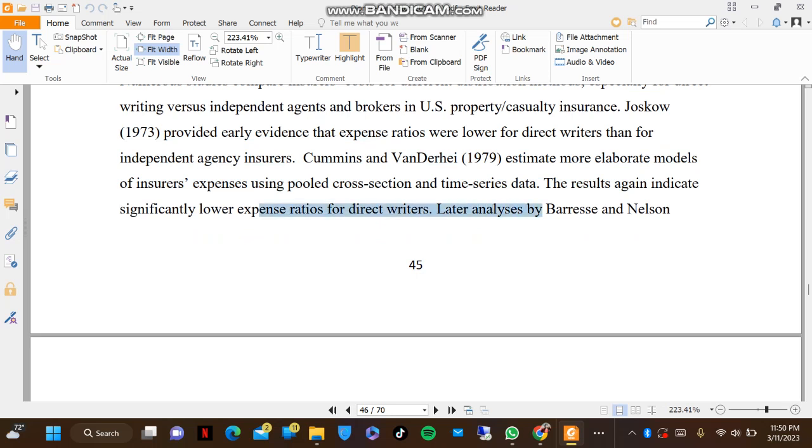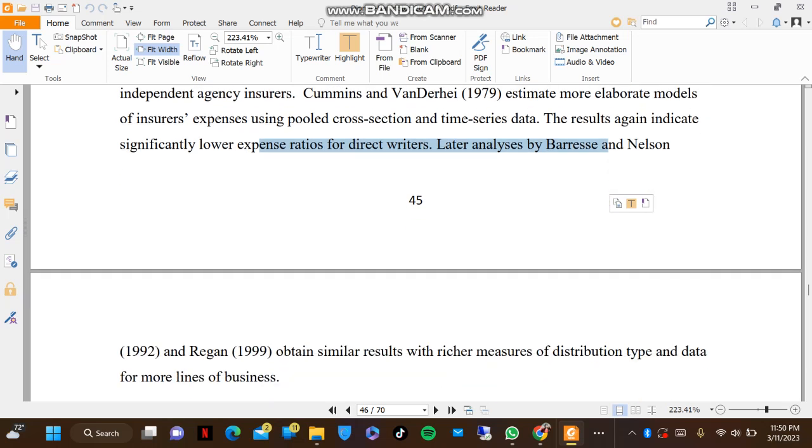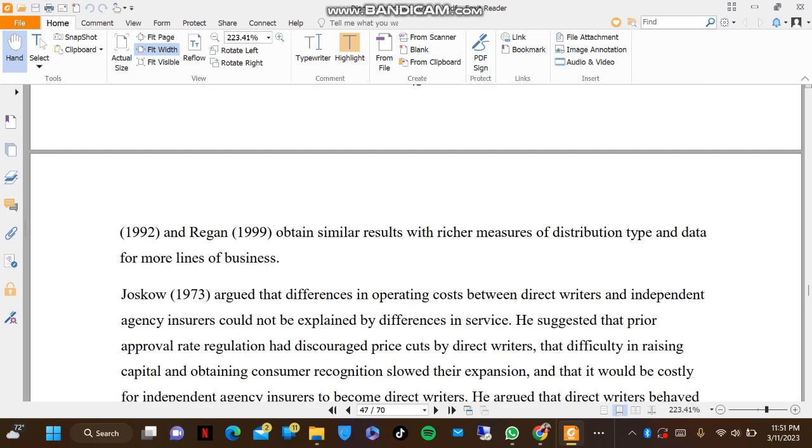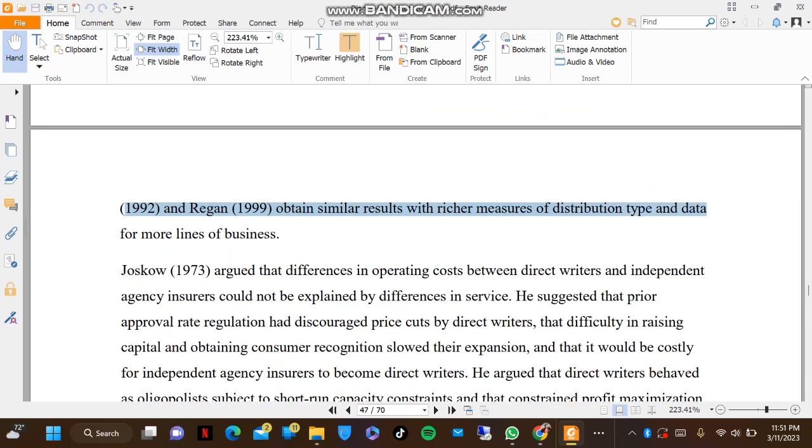Later analysis by Barrese and Nelson 1992 and Regan 1999 obtained similar results with richer measures of distribution type and data for more lines of business.